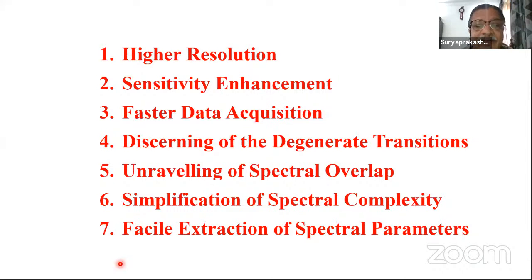So, to achieve higher resolution and enhance the sensitivity of the NMR signal, because the detection of the NMR signal is very insensitive. We all know that among all the spectroscopies in the molecular spectroscopy range, if you go from X-ray to NMR, NMR is the least sensitive technique, very, very least sensitive. So how do we enhance the sensitivity so that you can acquire the data faster, and how do we degenerate the transitions?